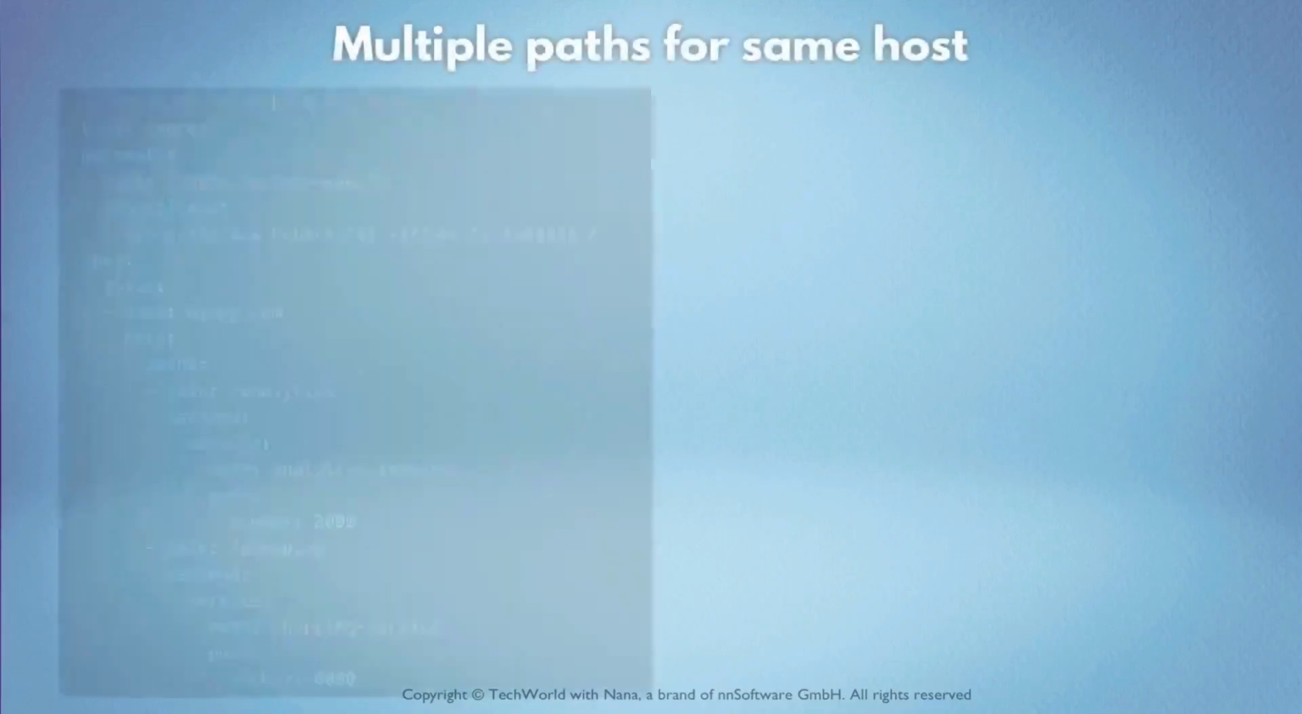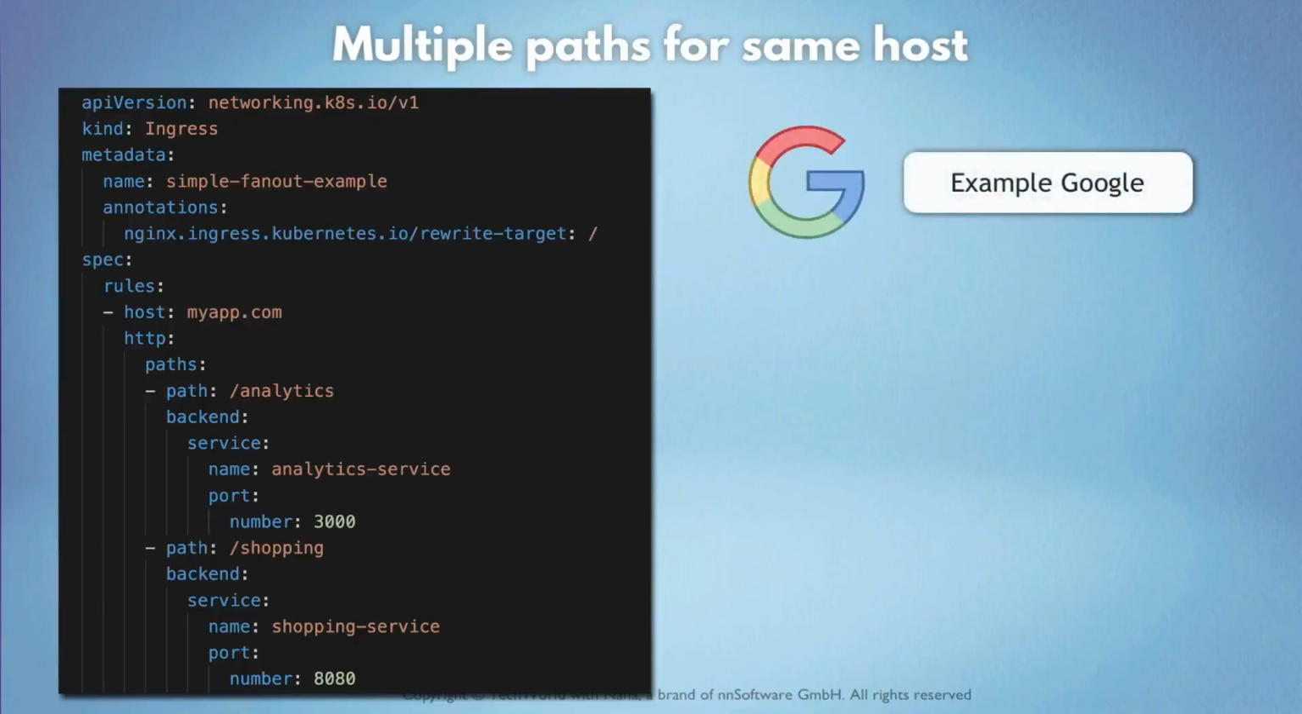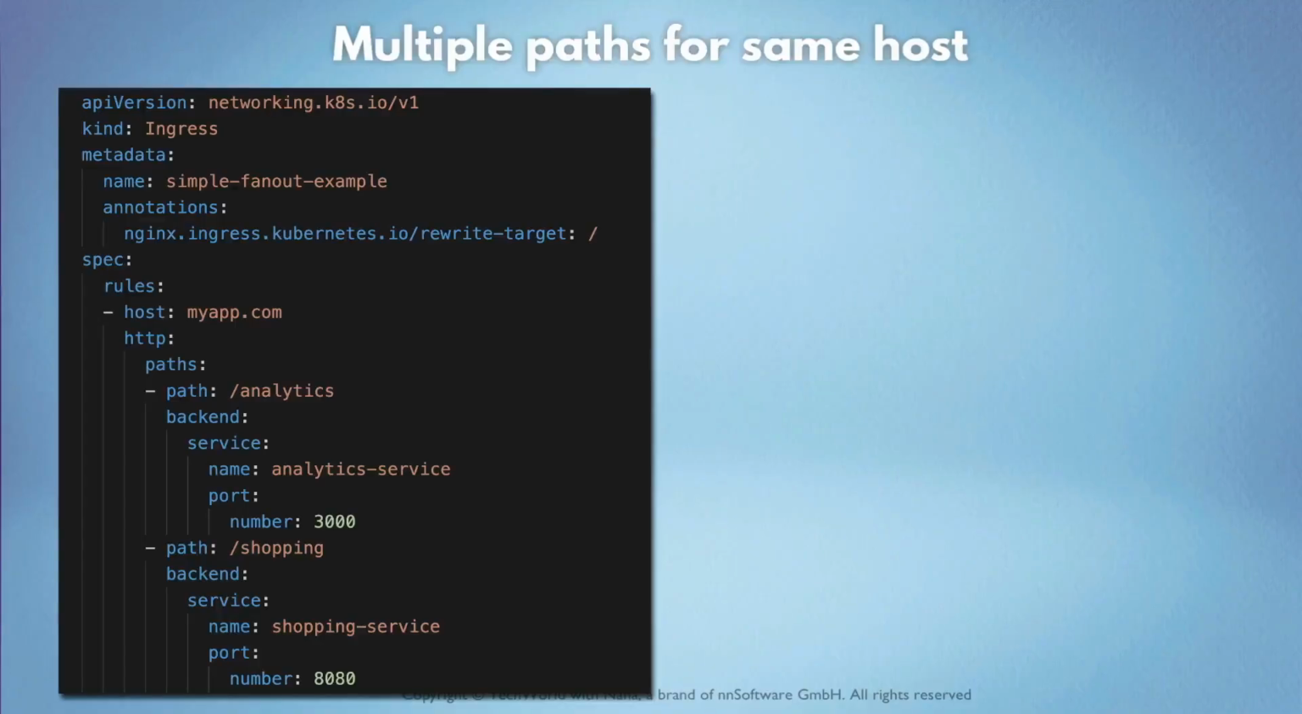So the first thing is defining multiple paths of the same host. So consider the following use case. Google has one domain but has many services that it offers. So for example, if you have a Google account, you can use its analytics, you can use its shopping, you have a calendar, you have a Gmail, etc. So all of these are separate applications that are accessible with the same domain.